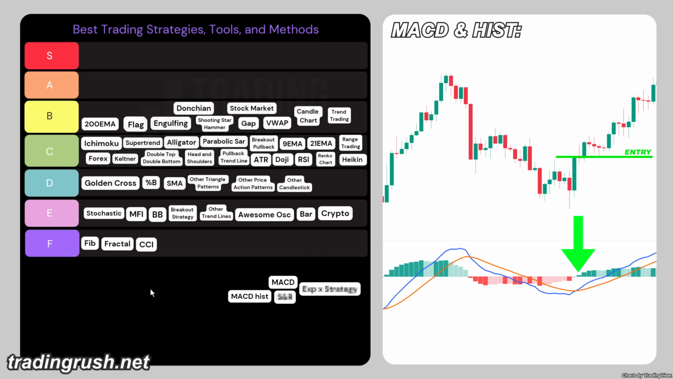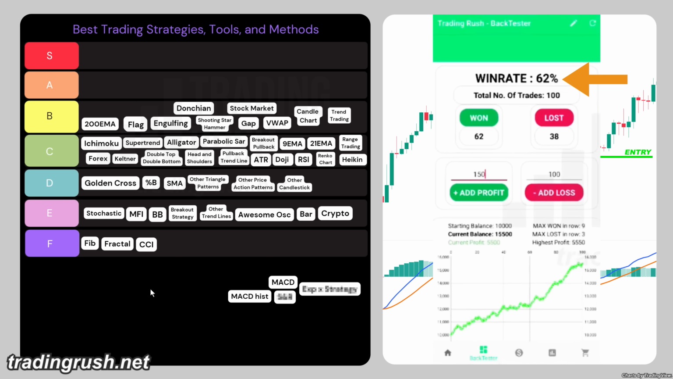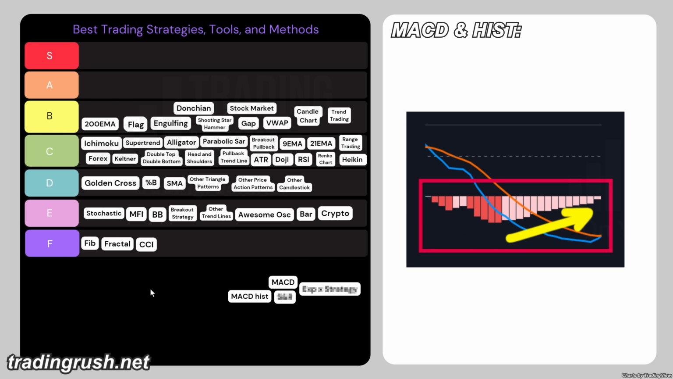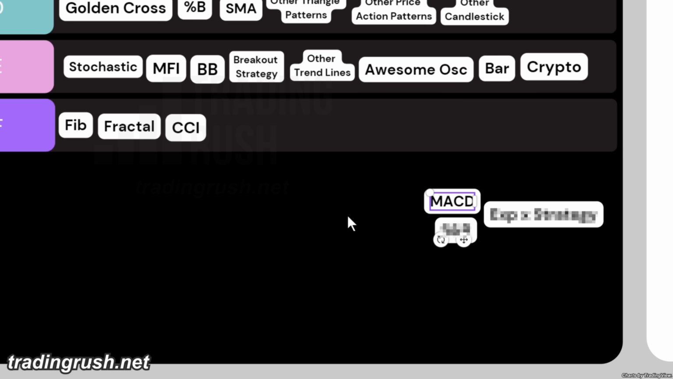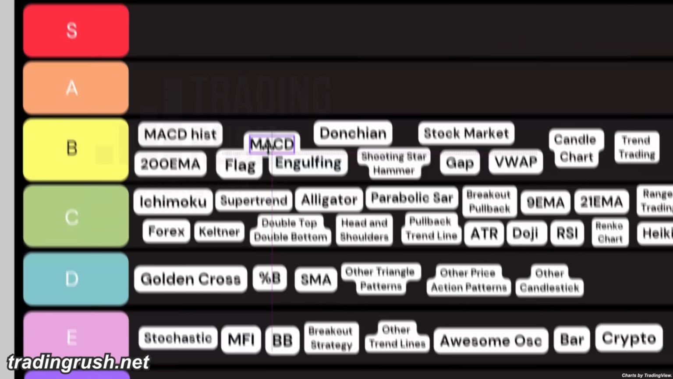Similarly, the MACD crossover strategy is one of the best strategies I have found when it comes to identifying the end of pullbacks in a trend. Its histogram part is also one of the best things out there. You can use it with any other strategy to see the momentum change. I go into much more detail in this video. I would put MACD and its histogram in the B category.